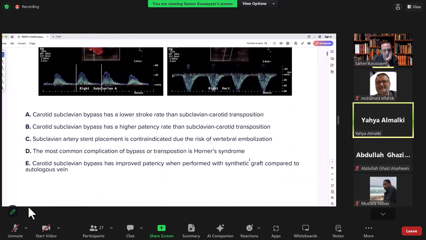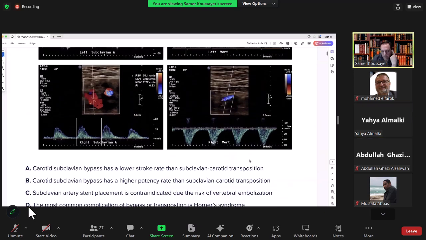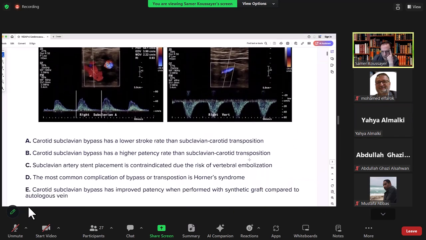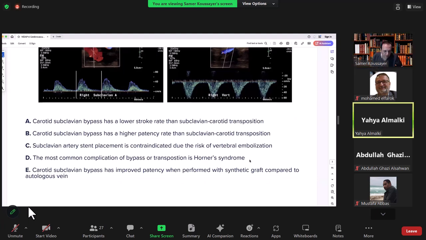All right, let's say this guy has subclavian artery occlusion and Steal syndrome, so he needs a surgery. Correct? Okay. What type of treatment do we have for subclavian artery occlusion which is symptomatic? What treatment options do we have? Either open or endovascular. Correct.